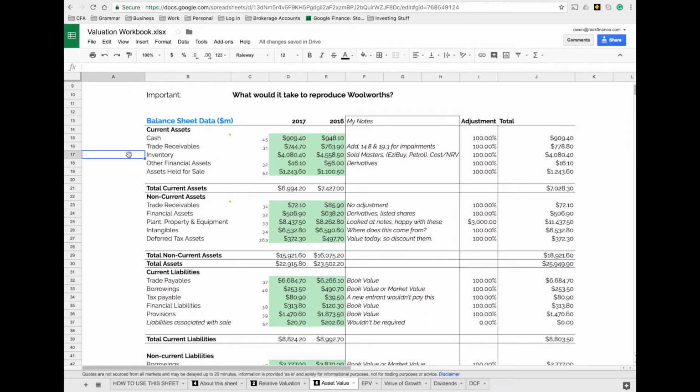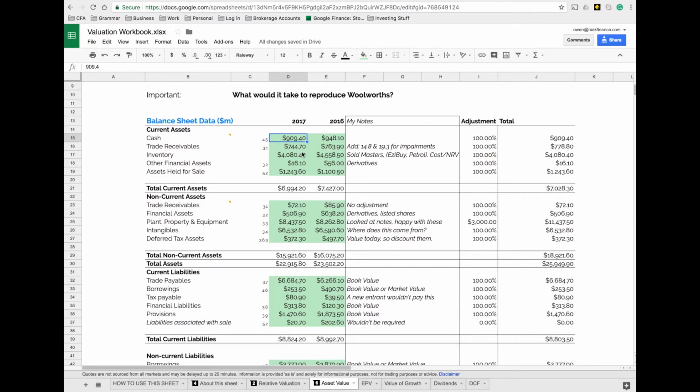We are valuing Woolworths from the balance sheet. So the way we do that is by taking each item on the balance sheet. So here we have cash. We make an adjustment depending on whether or not that item from the balance sheet will be required to be reproduced in a new business. So let me clear that up for you.